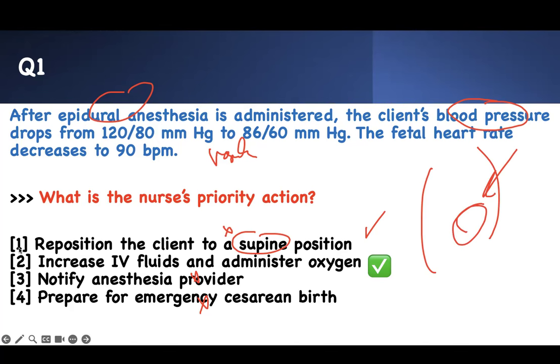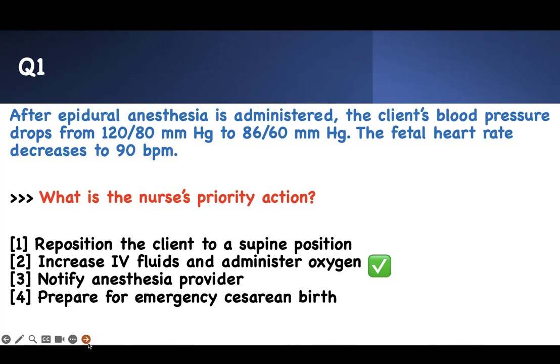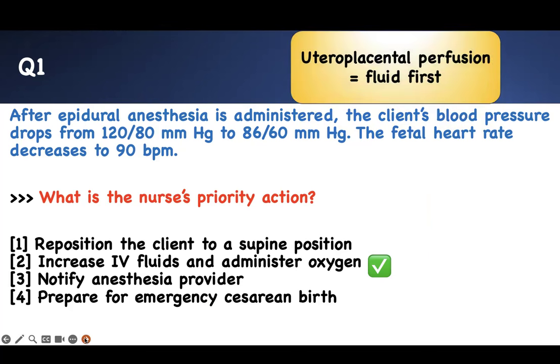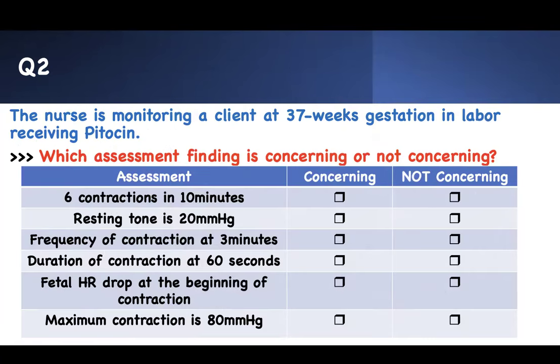Maternal hypotension is due to vasodilation. Therefore, we should fill the tank, which improves uteroplacental perfusion. That's why the baby's heart rate is dropping. It is due to what? Maternal hypotension. Therefore, fill the tank. This is the first one. The cases get harder and harder and harder, but we will get through it together.